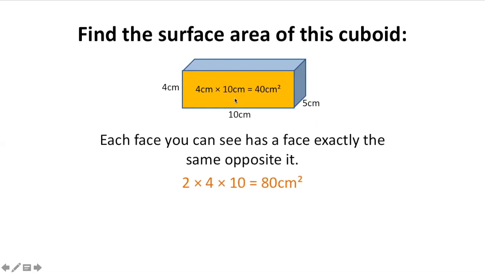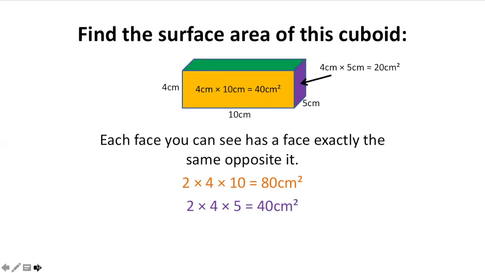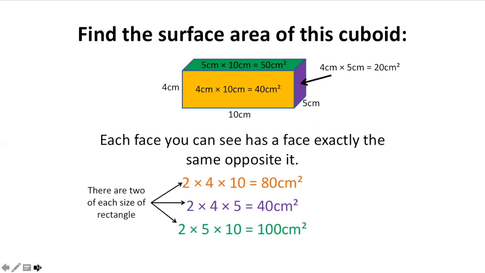Okay, so for example, the front is 4 times 10, 40. But I must times 2 because at the back also got the same shape. So it's 80. Then if at the side is 4 times 5. And then I times 2 because I got both left and right. Same thing with top and bottom. 5 times 10. And then I times 2. So there are 2 sides for each of it. So I must take into account of that.